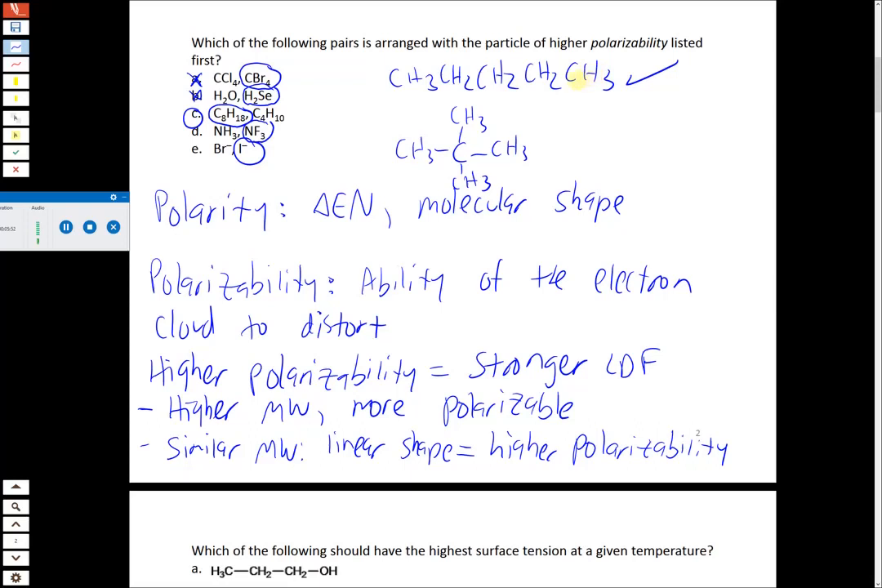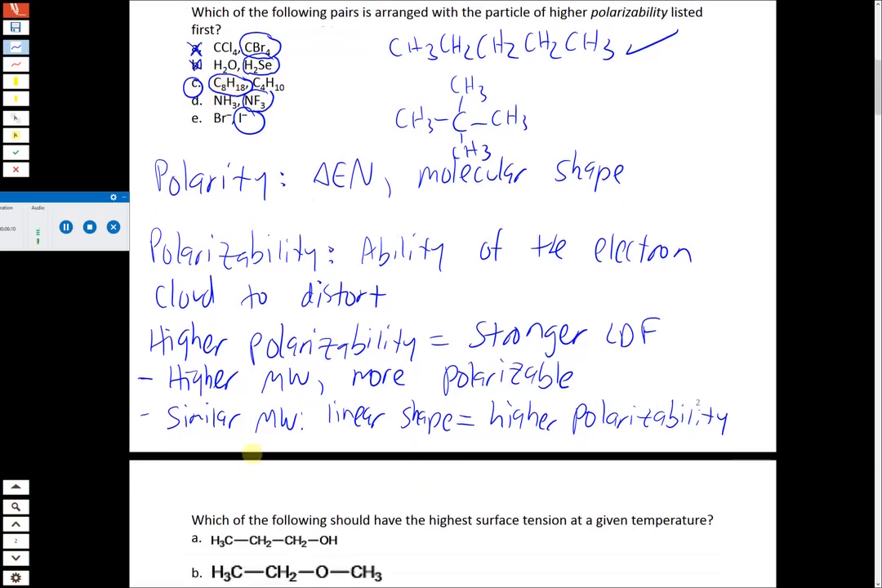So we really only need to think about shape when we have very similar or the same molar masses. But in this question, the molar masses were significantly different, and the number of electrons was significantly different for all of them. So the one that has more electrons or a higher molar mass is going to be more polarizable.